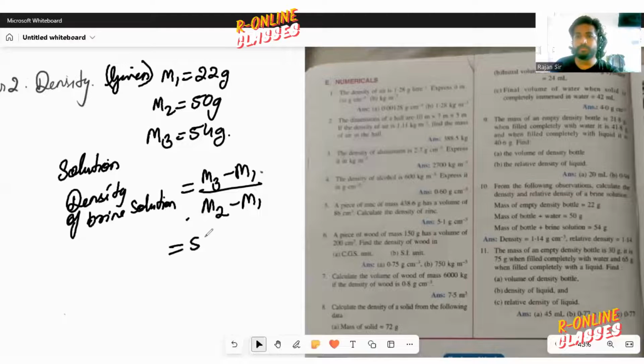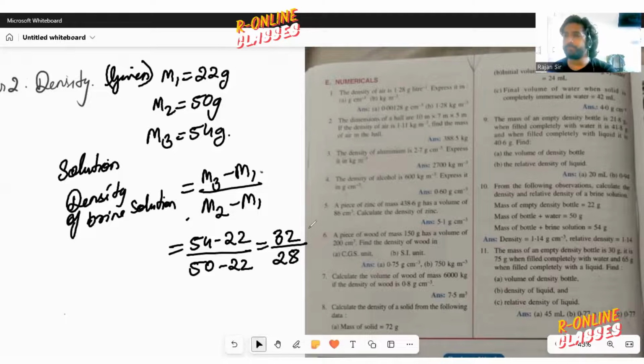So put the value here, 54 minus 22 upon 50 minus 22. Make sure you're not doing any calculation. Don't cut 22 directly. Okay, so we got 32 upon 28. And then when you cut this, you get the value. Let's say 4 sevens are 28, 4 eights are 32, and then you get 1.14 gram per centimeter cube. That's the density of the brine solution.